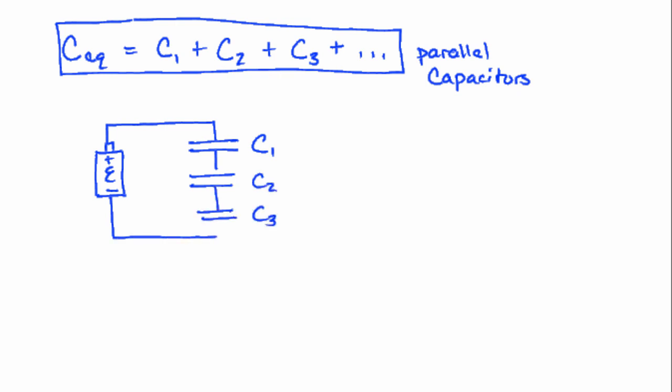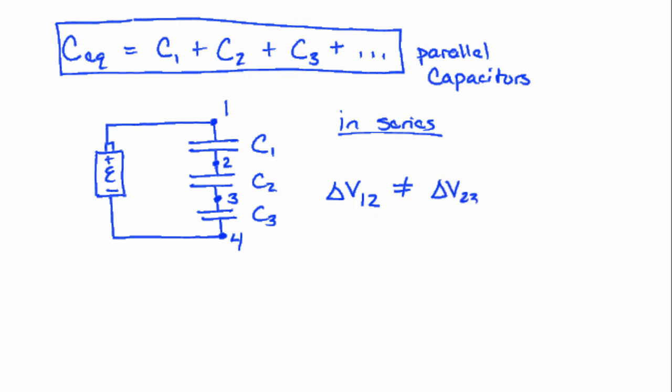Capacitors in series are basically all in a row. Now, in this example, in series, the potential difference between points 1 and 2 is not necessarily the same as the potential between points 2 and 3, which is not necessarily the same as the potential between points 3 and 4.